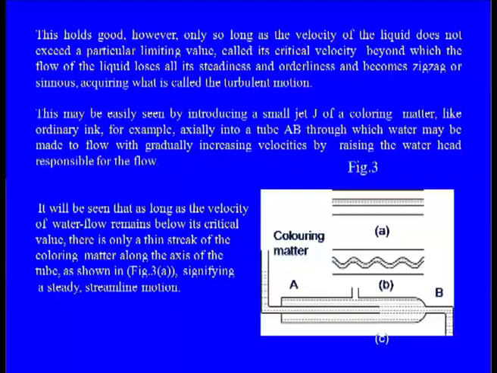This may be easily seen by introducing a small jet of coloring matter, like ordinary ink, for example, axially into a tube AB, through which water may be made to flow with gradually increasing velocity by raising the water head responsible for the flow. It will be seen that as long as the velocity of water flow remains below its critical value, there is only a thin streak of the coloring matter along the axis of the tube, as you can see in figure 3, signifying a steady streamline motion.